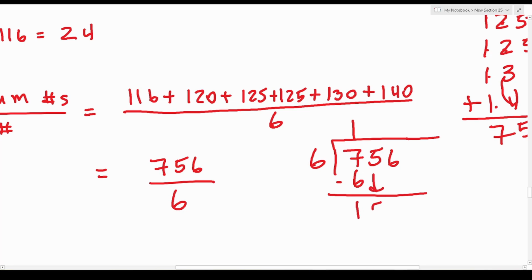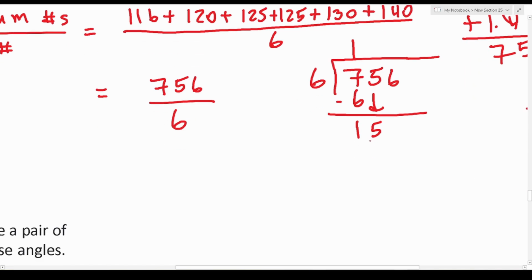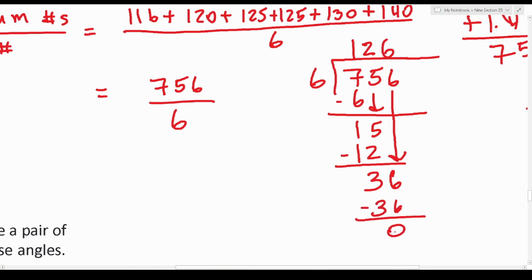We're going to drop down this 5. Now the question is, how many times does 6 go into 15 without going over? Well, 6 times 2 will give you 12, whereas 6 times 3 will give you 18, which is too big. So this is going to be 2. Again, 6 times 2 is 12. 15 minus 12 is 3. Now we're going to drop down this 6. 6 goes into 36 6 times evenly, given that 6 times 6 is 36 with no remainder.